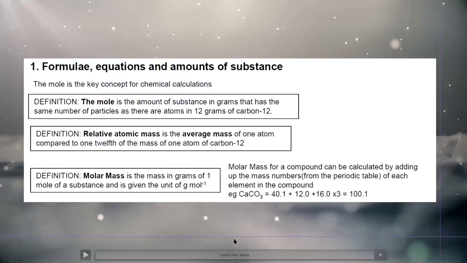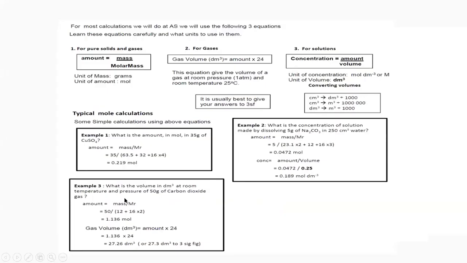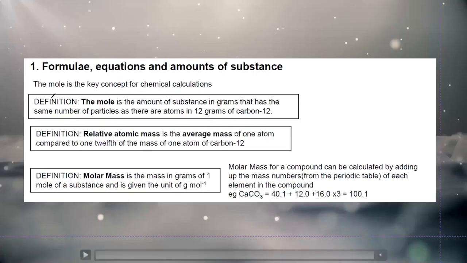So these are the definitions which are important. The first one is about the mole. The mole is the amount of substance in gram that has the same number of particles as the atoms in 12 gram of carbon 12, or 1 mole of carbon 12. How many atoms are there? Same number of particles, or Avogadro. You can also say mole is the amount of substance which contains Avogadro's number of particles.